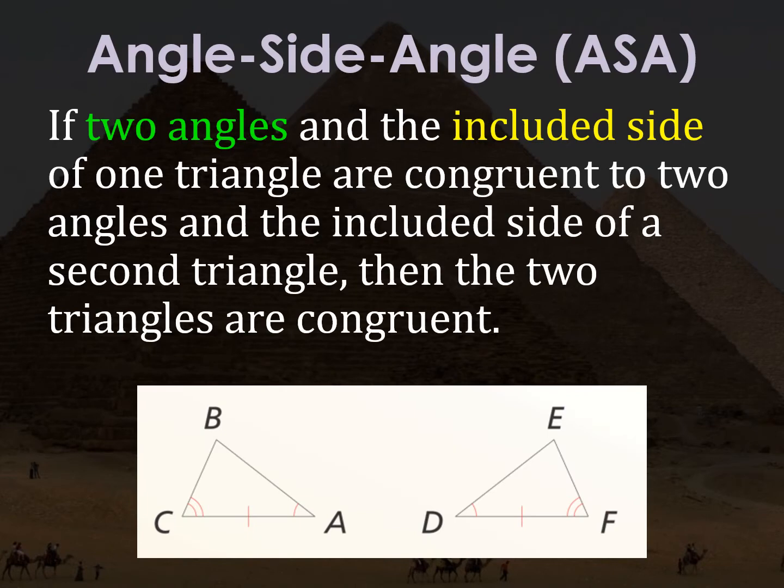So let's start with ASA, angle, side, angle. If two angles and the included side of one triangle are congruent to two angles and the included side of a second triangle, then the two triangles are congruent. Now notice you have two angles and here the side is included, which means the side is in between the pair of congruent angles. That is the included side.